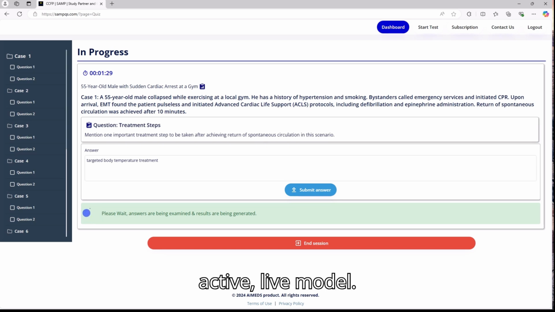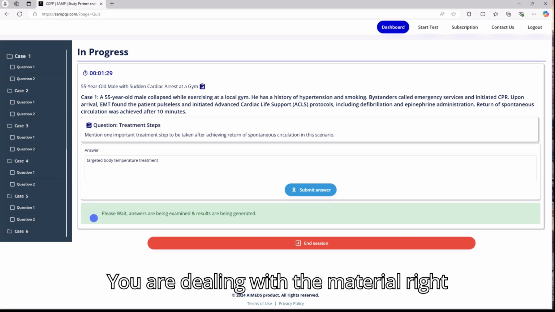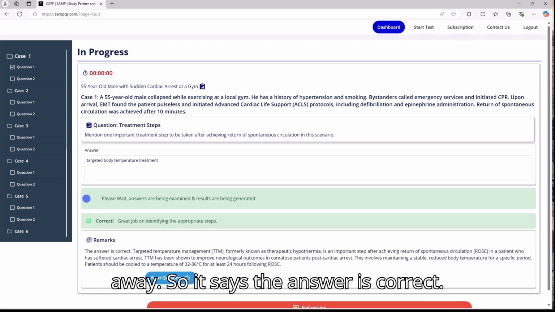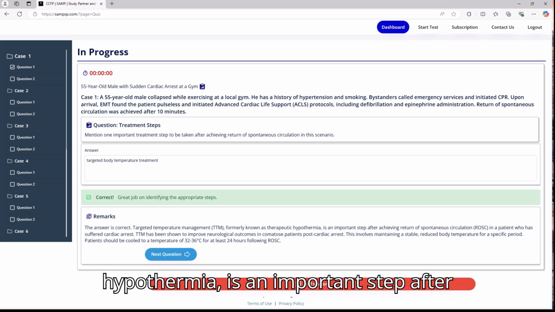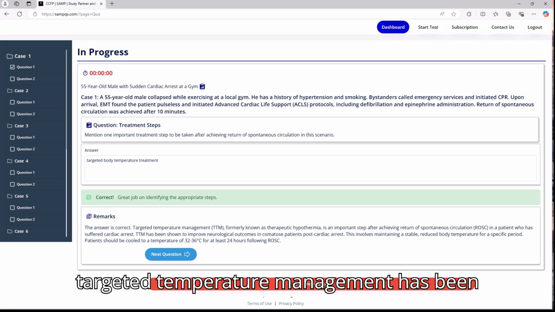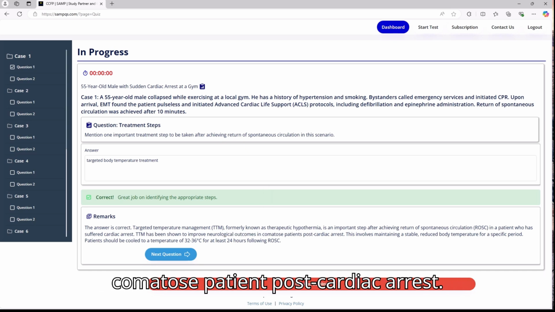Very typical. This is an active, live model. You are dealing with the material right away. So it says the answer is correct. Targeted temperature management, also formerly known as therapeutic hypothermia, is an important step after achieving return of spontaneous circulation in a patient who has suffered cardiac arrest. It has been shown to improve neurological outcomes in comatose patients post-cardiac arrest. This involves maintaining a stable, reduced body temperature for a specific period. Patients should be cooled to a temperature of 32 to 36 for at least 24 hours following ROSC.